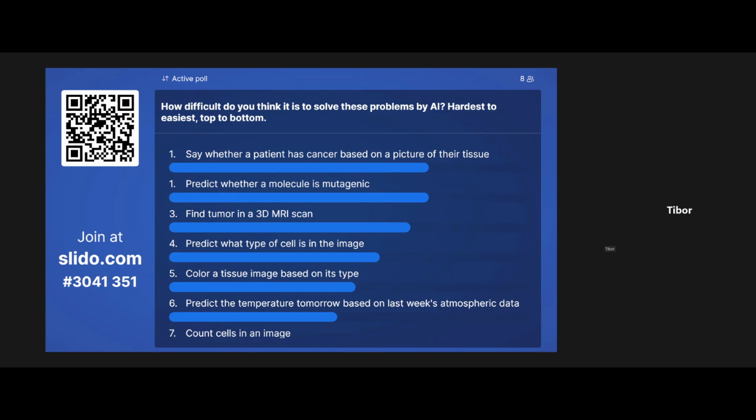And I was surprised that most of you put coloring tissue image based on its type as one of the easier problems. And you have no way of knowing this, but usually this involves a generative AI, where an AI is supposed to generate some sort of more complicated output like an image. And generally, this is a very difficult problem. Generating in general is a very difficult problem. And you correctly predicted that counting cells in an image or predicting the temperature tomorrow based on previous data is a relatively simple problem. Counting cells actually can be done with various methods that don't even need AI.